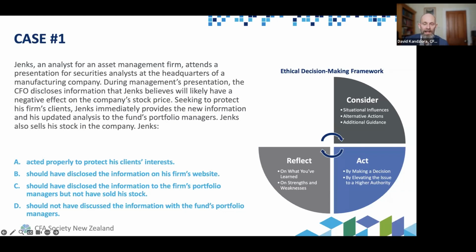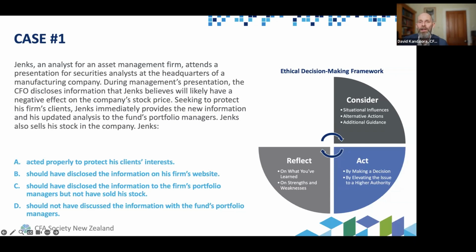Jenks, A, acted properly to protect his client's interests. B, should have disclosed the information on his firm's website. C, should have disclosed the information to the firm's portfolio managers, but not have sold his stock. Or D, should not have discussed the information with the fund's portfolio managers.